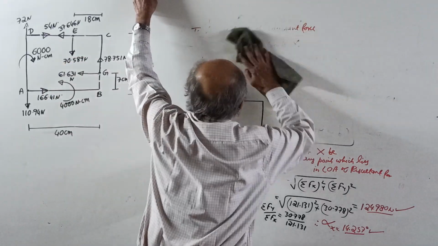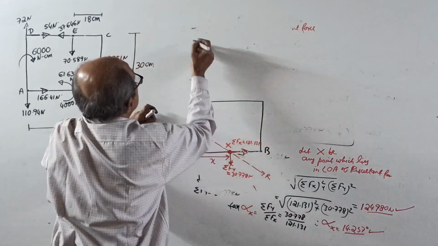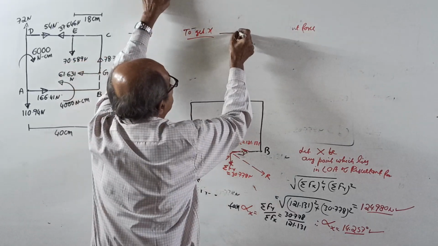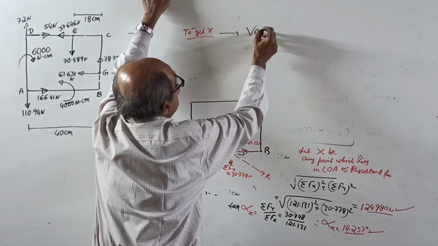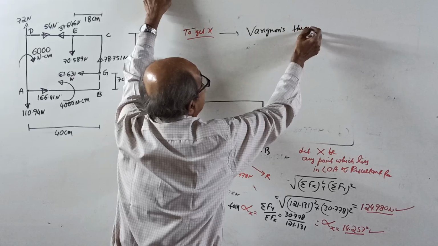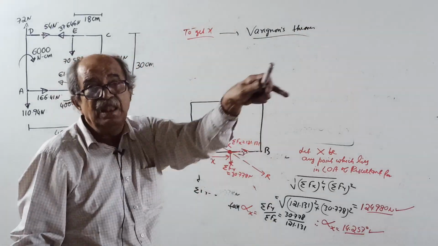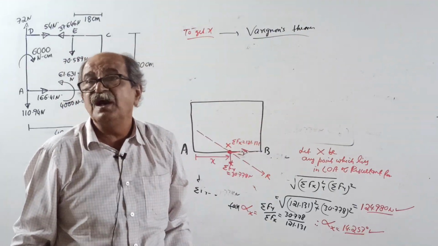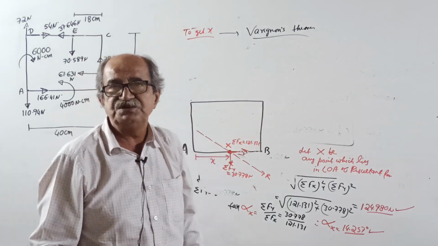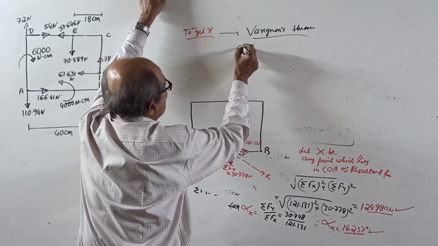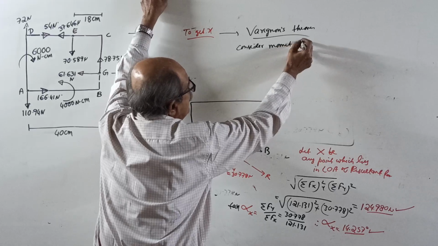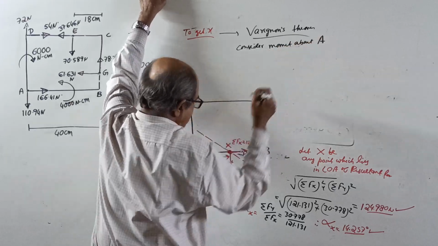Okay, now to get x, apply Varignon's theorem. Some will ask, who is this person? It is a very famous theorem. Consider moment about A only. Why? Because you are taking x from A, right?